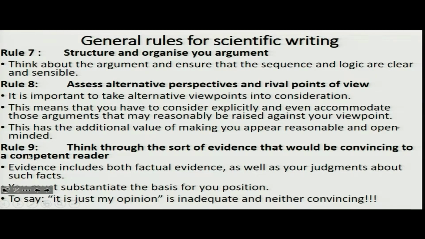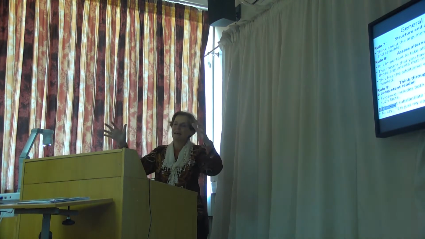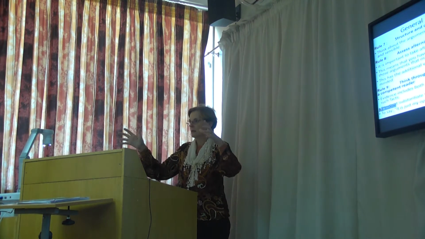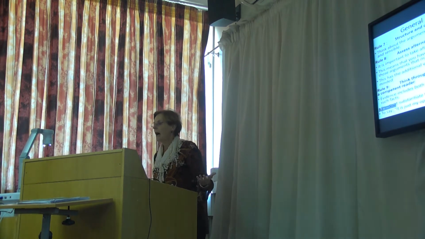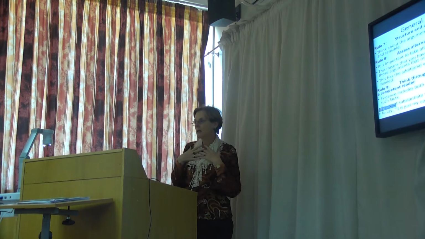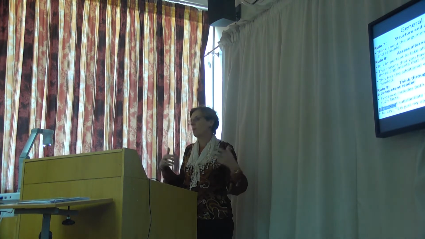Next rule 7, structure and organize your argument. Think about the argument and ensure that the sequence and logic are clear and sensible. Then also rule 8, assess alternative perspectives and rival points of view. It is important to take alternative points of view into consideration. If you're just going to write about the negative of food plate waste, then you have not covered the whole spectrum. What is the positive about it? For every negative, there's always a positive. So as researchers, we are not allowed to be biased and just look from the one side. We need to look from all the sides.